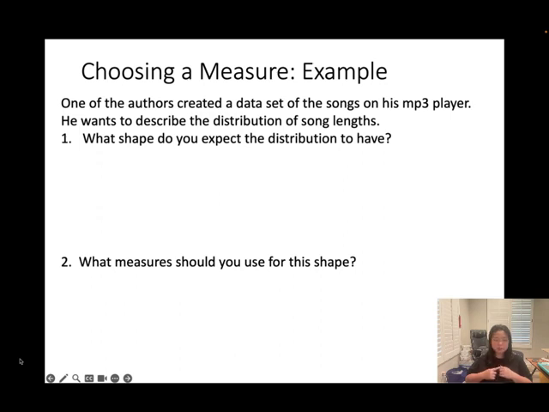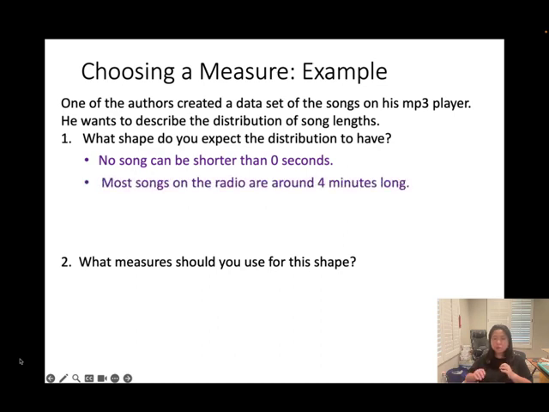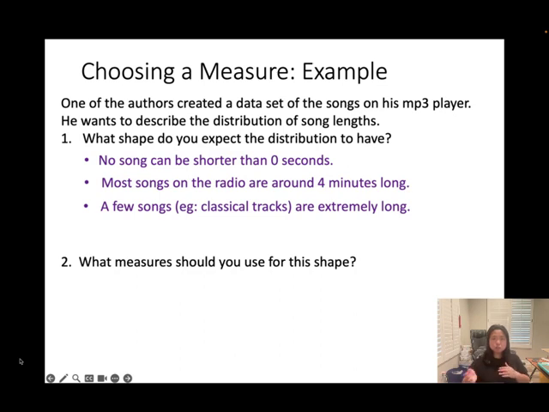So first, think about it. Do we have any song shorter than or equal to 0 seconds? No, right? No song can be shorter than 0 seconds. Good. And then most songs on the radio are around 4 minutes long. Usually it's not exactly, but about 4 minutes long. And only a few songs are extremely long. Okay, more than 4 minutes, maybe 5 minutes or 6 minutes, but only a few songs. So the majority of the songs will be 4 minutes long.